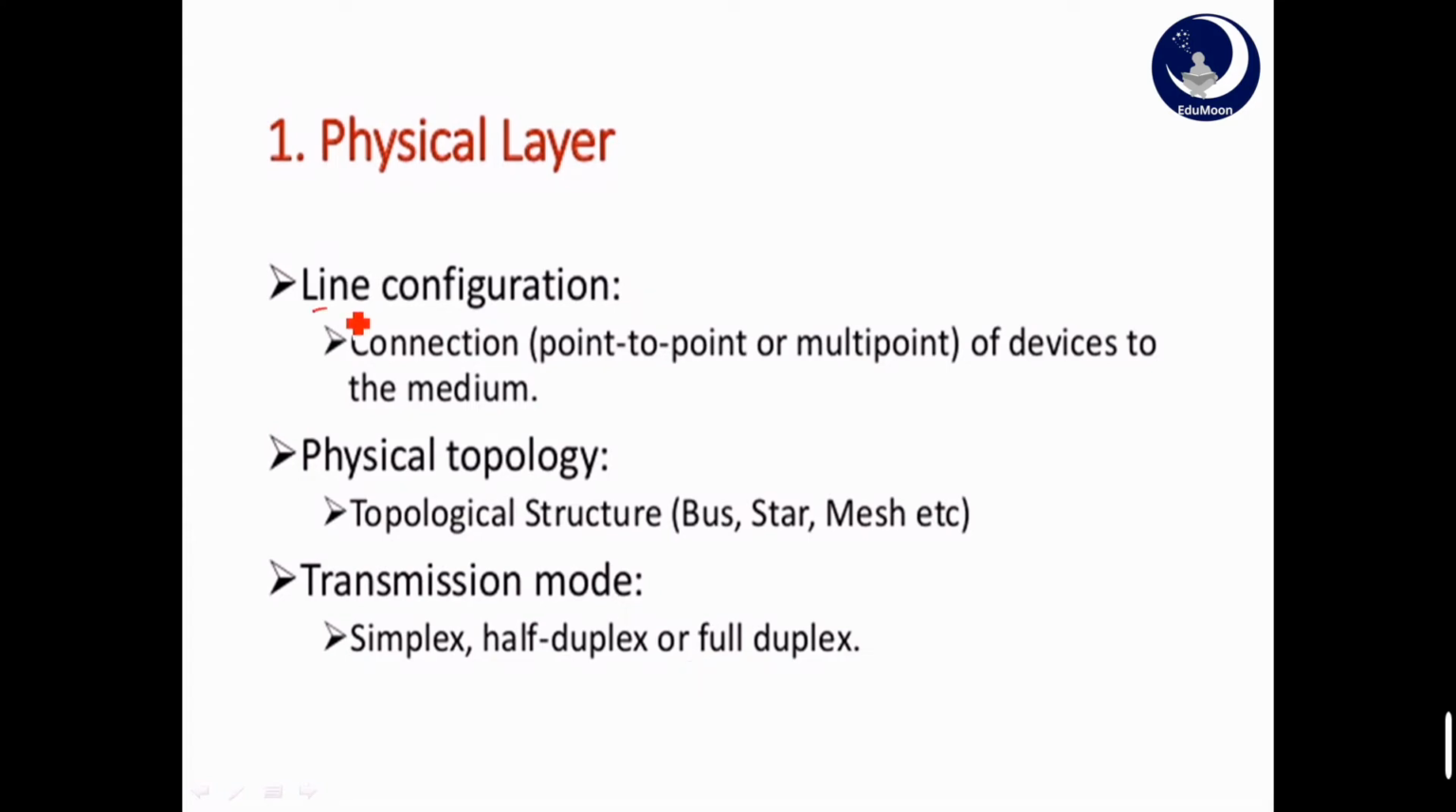That is line configuration. In that, the connection can be point to point or multi-point. And the next is physical topology. It is nothing but the way the computers are connected, and there are different types of topology, that is bus, star, mesh. And how the data is transmitted in the physical layer, that is the transmission mode. It can be simplex, half duplex or full duplex.